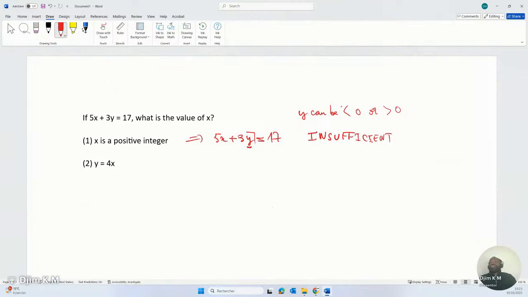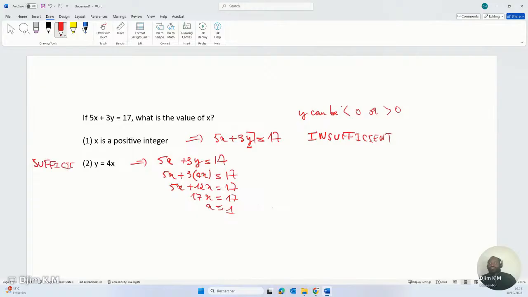Here, the second condition tells us y is equal to 4x. So this will lead us to 5x plus 3y equals 17 becoming 5x plus 3 times 4x, because y is equal to 4x, equals 17. We will have 5x plus 12x equals 17. 17x equals 17, x equals 1. So here we have the exact value of x. So this is sufficient.